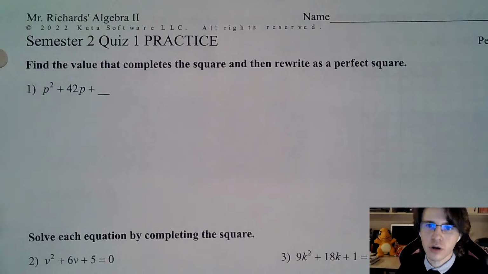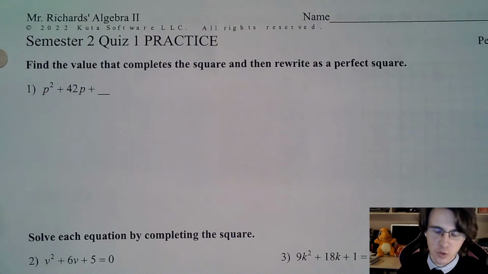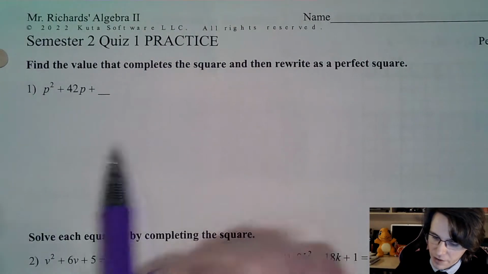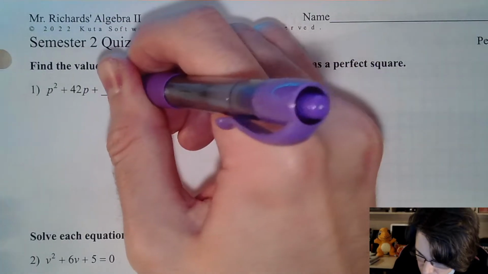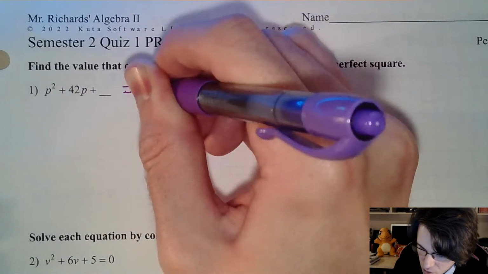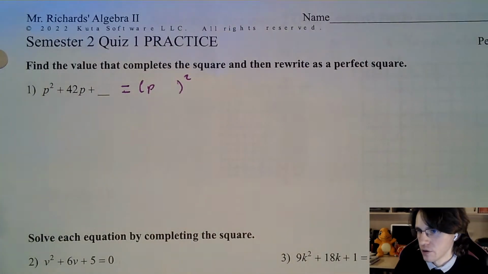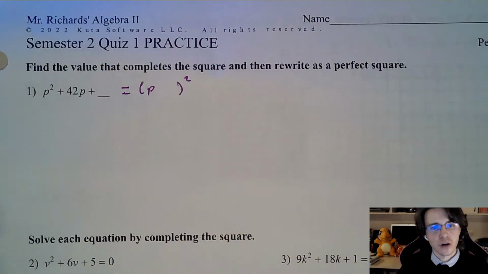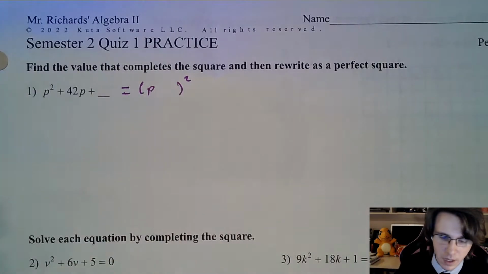Find the value that completes a square and then rewrite as a perfect square. So what it wants us to do is fill in the blank. In addition to filling in the blank, it wants us to figure out what value is going to make this look like a perfect square here with the letter P. We got to figure out what goes in there. This process is called completing the square, and it's exactly the same every single time.